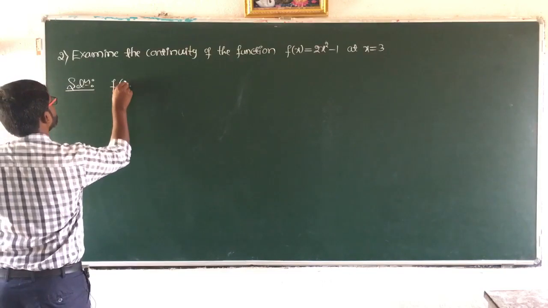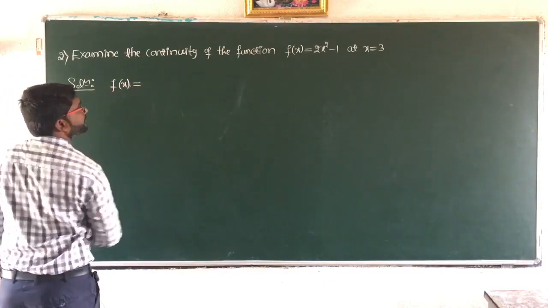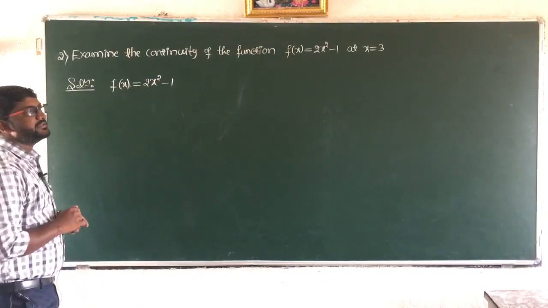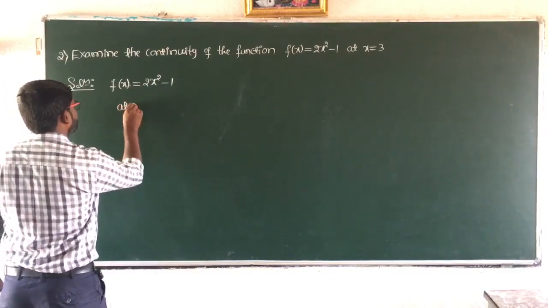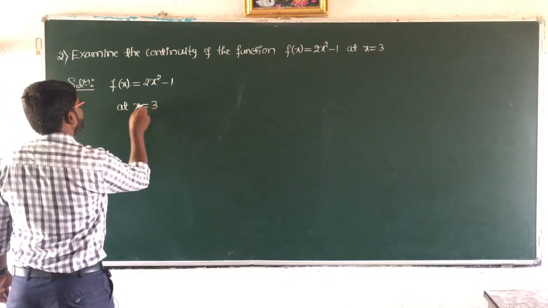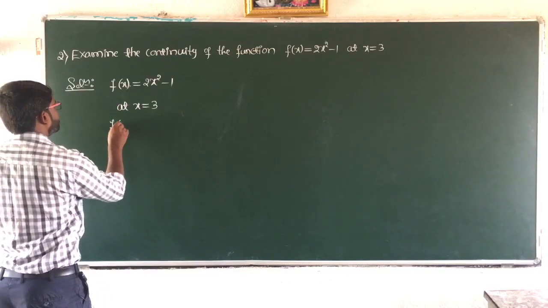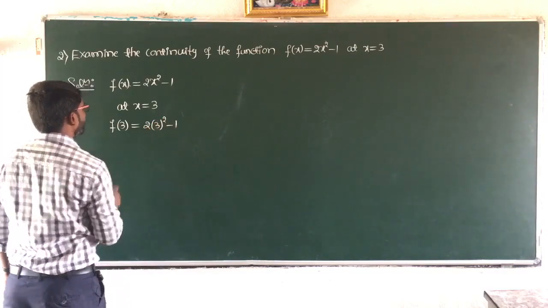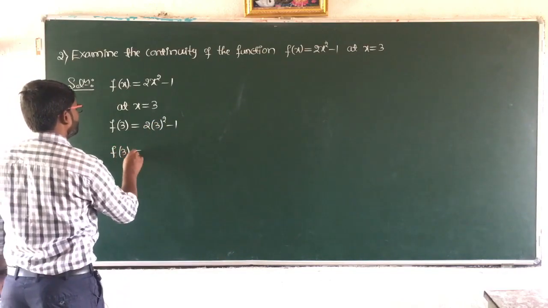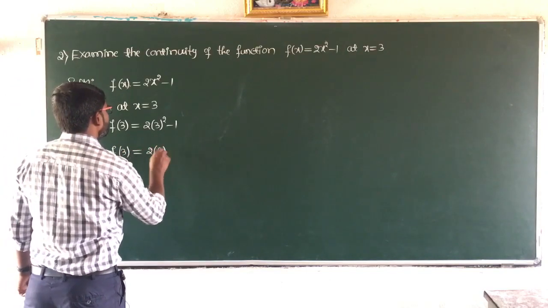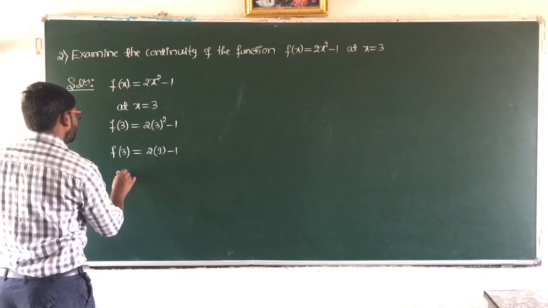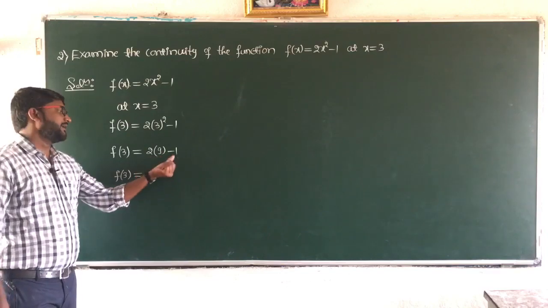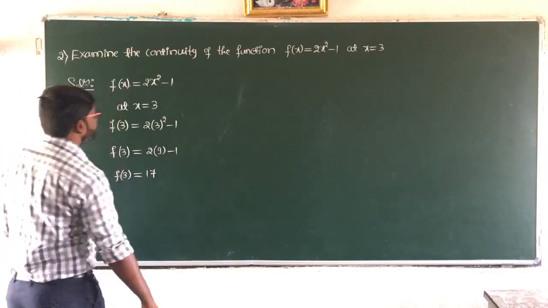f of x is equal to 2x square minus 1. The given point is x equal to 3. So now, see here at x equal to 3, I will find the value of the function f of 3, which is equal to 2 into 3 square minus 1. So f of 3 is equal to 2 into 9 minus 1. How much do we get now? 2 into 9 is 18, minus 1 is 17. So this is the value of the function.